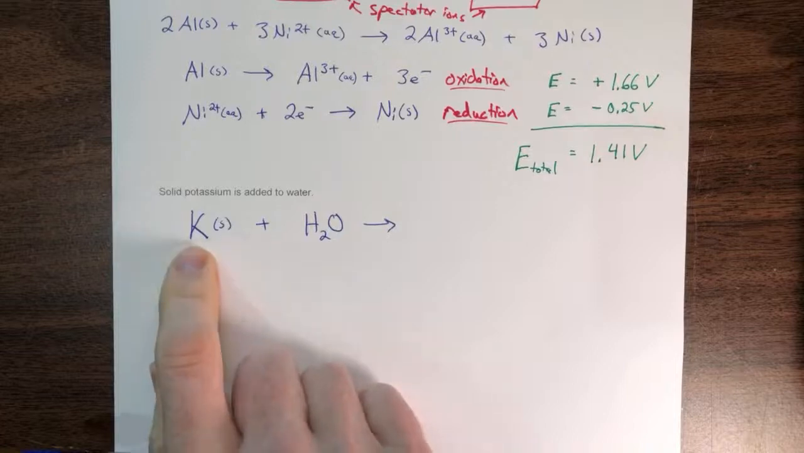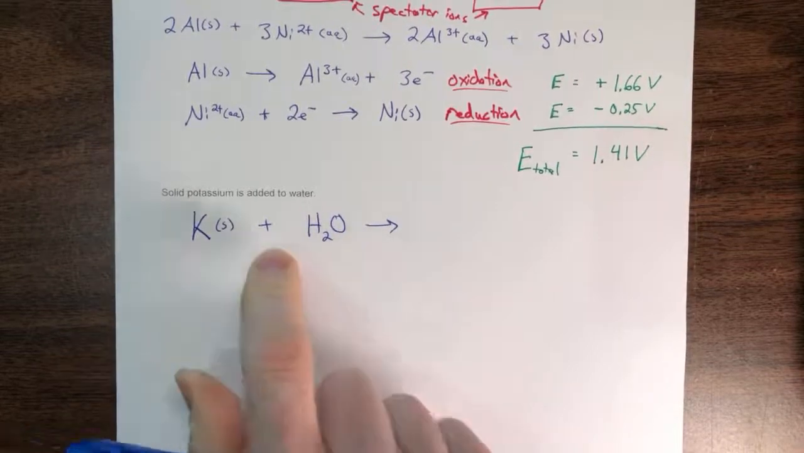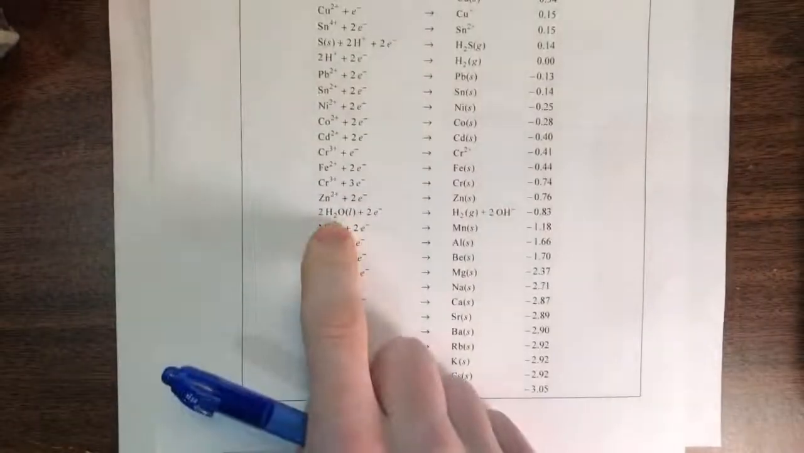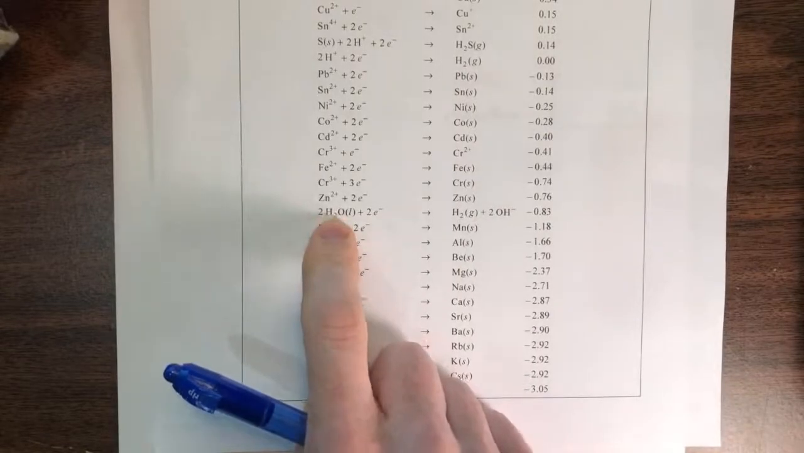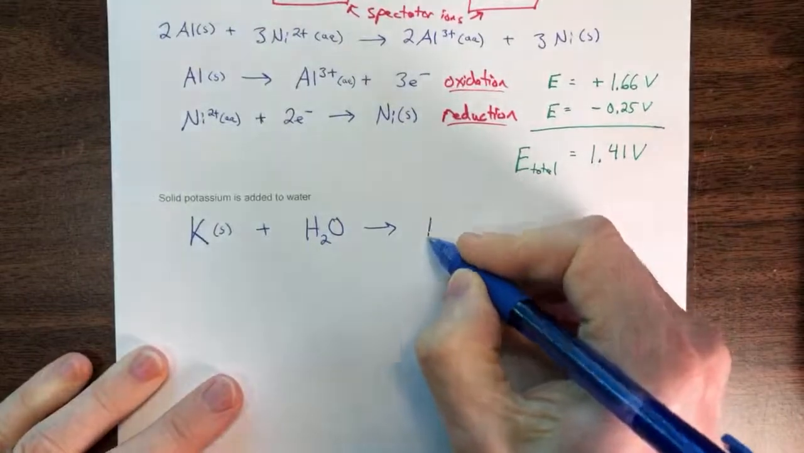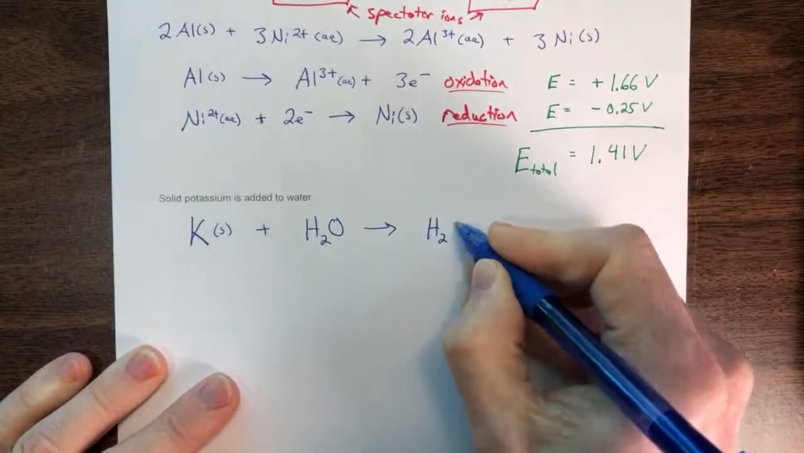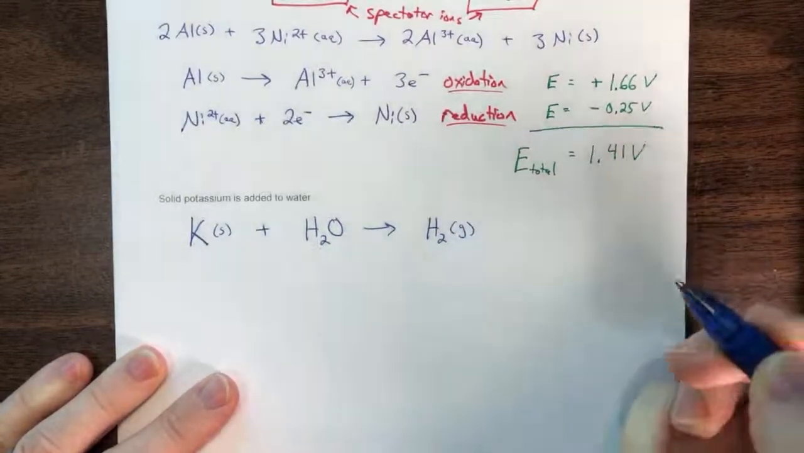So if it's starting out as potassium, potassium must be oxidized, which means water must be reduced. So we find where water is a reactant, and there's only one place where water is a reactant. So it means water turns into H2 and OH minus. So it's going to form H2, which is a gas, hydrogen gas.